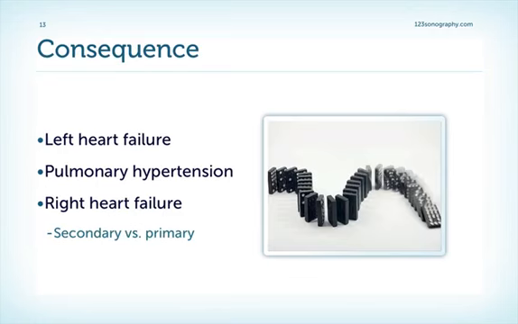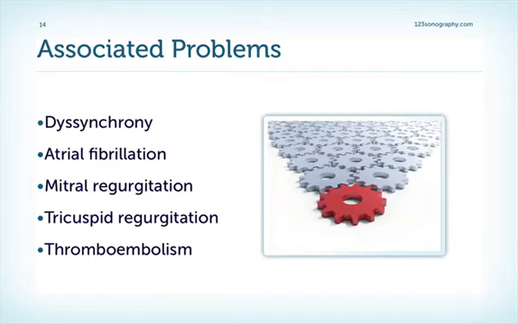The consequence of dilated cardiomyopathy is left heart failure, which could cause pulmonary hypertension and eventually right heart failure. This right heart failure could be caused by disease affection of the right ventricle or via pulmonary hypertension, which could also cause dilatation and a problem of the right heart.